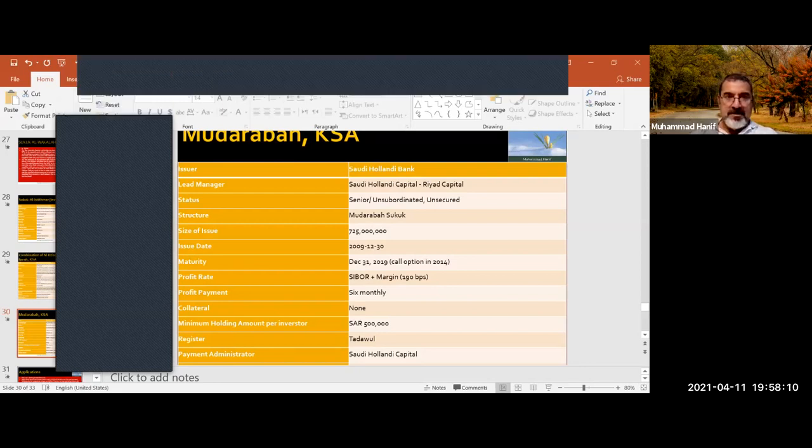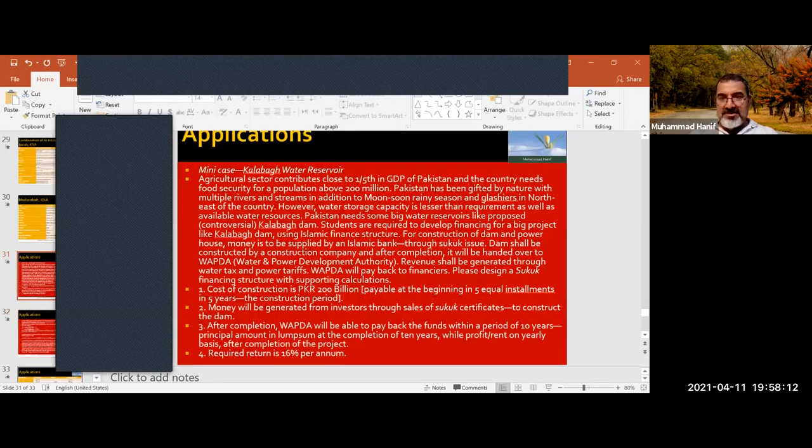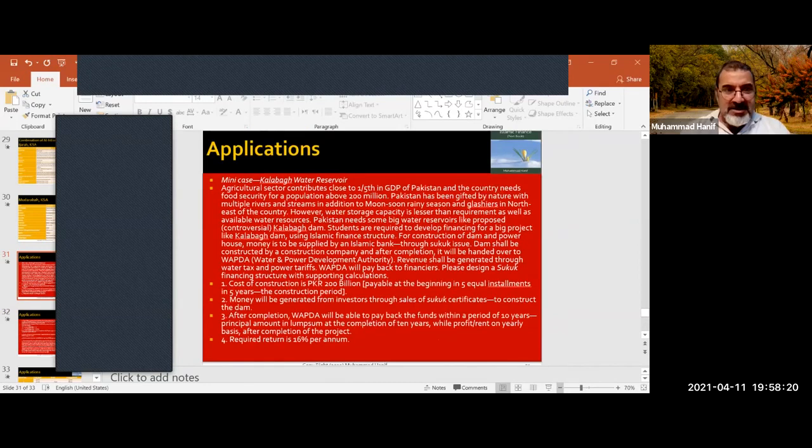Application of Sukuk: a mini case, Kalabagh water reservoir.